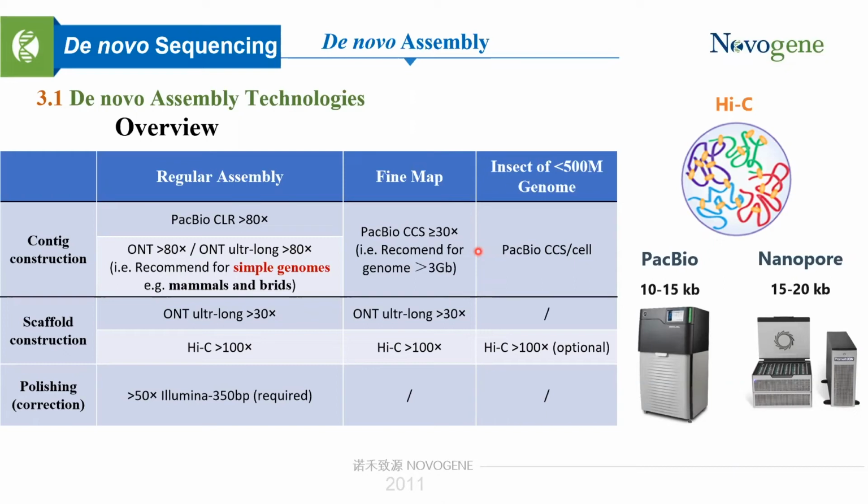And for the scaffold constructions, we typically suggest over 30 times ONT sequencing and more than 100 times Hi-C data for both regular and fan map assemblies. And the next generation sequencing data of the genome survey could then be used for error polishing and correction in the genome assemblies.